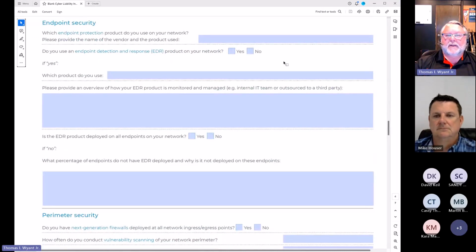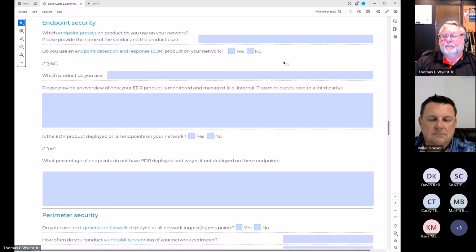So I want to ask you about this. I was working with a client a year and a half ago where they did a renewal and the insurance company denied them coverage because they were using a specific antivirus. Is there something you look for when you're going through the applications? Is there a specific product you look for, or a specific level of product, like EDR?